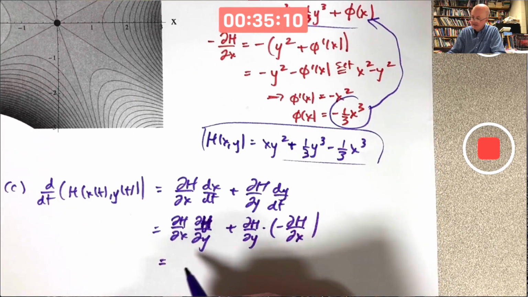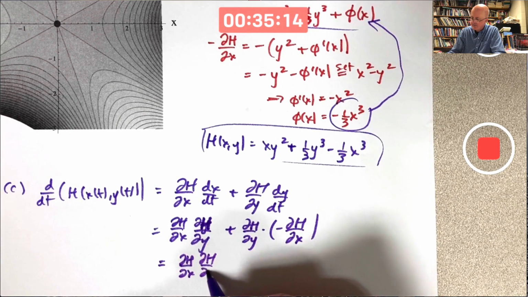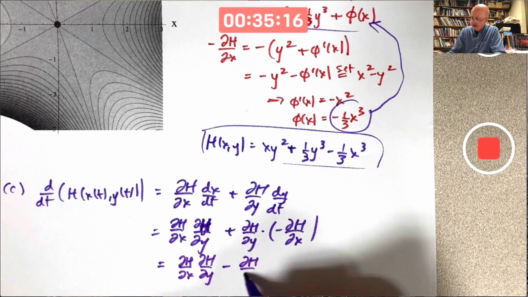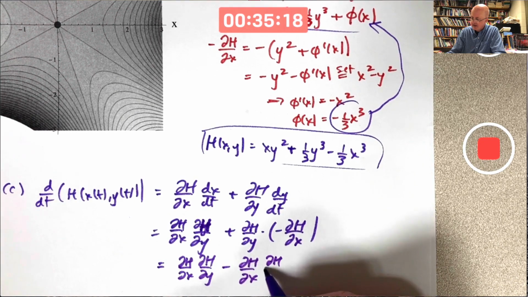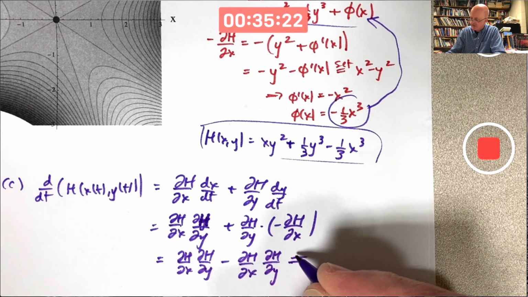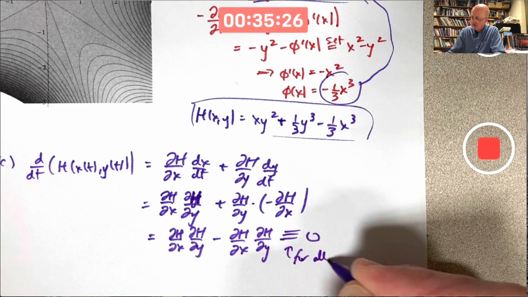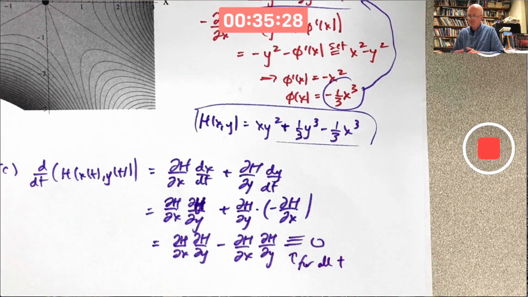And sorry, you couldn't see it. These end up canceling. And again, there's t's in the background. I'm not bothering to write them. Everything along a solution curve does depend on t, but it doesn't matter. This is identically equal to 0 for all t. So it doesn't matter. You don't need the actual formulas for the solutions.